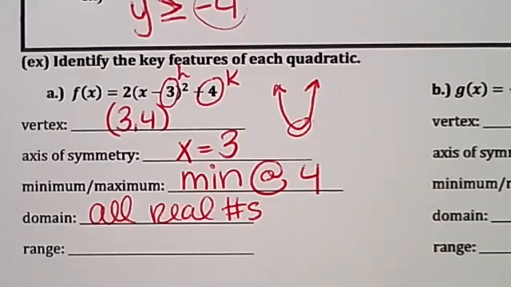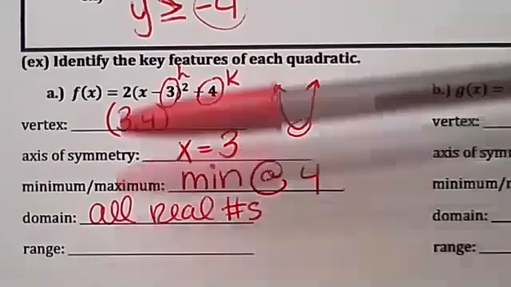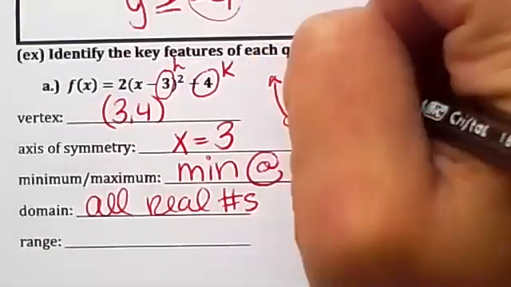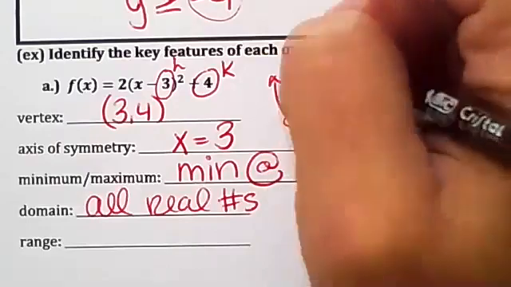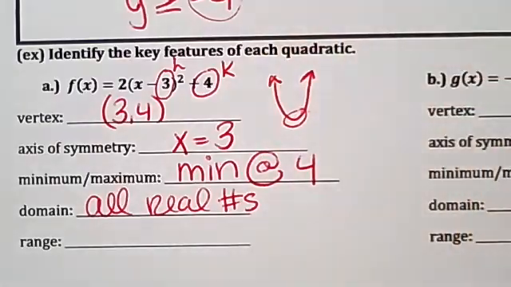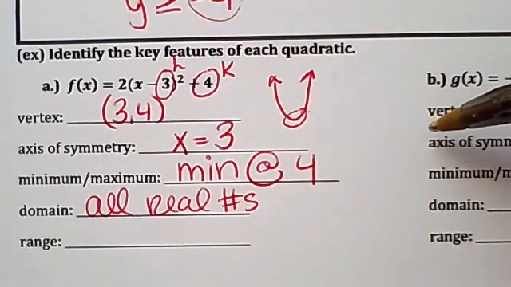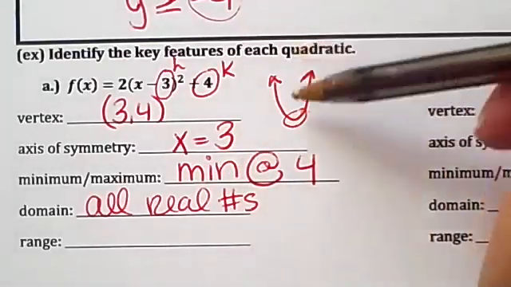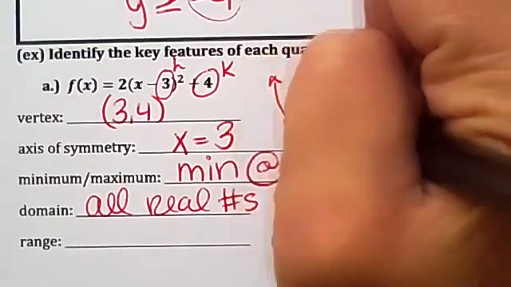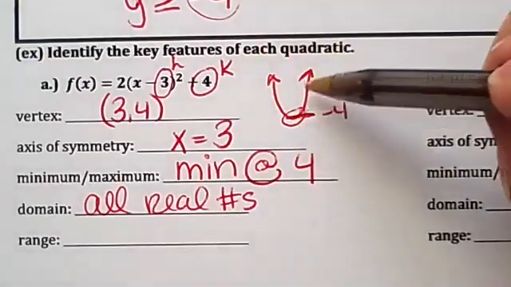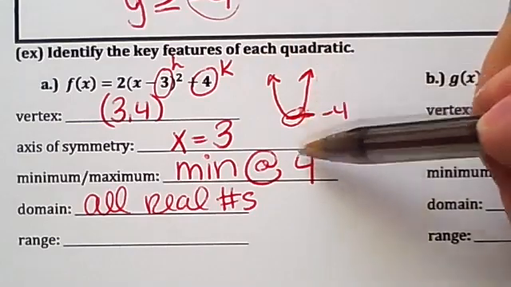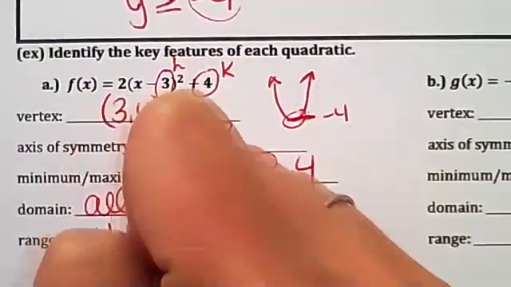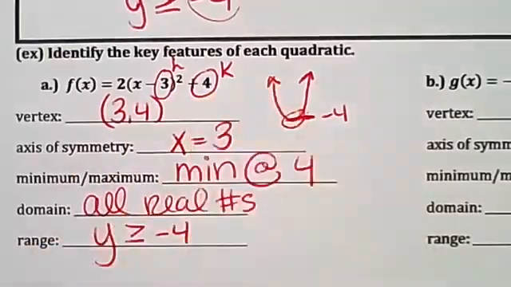And then the last one is range. Remember, we want to look at it from up and down. That's why it's helpful to have this little sketch here. We're looking at it top to bottom, and we want to think about, is y greater than some number or less than some number? Anytime it has a minimum, it's going to be greater than. So picture this is at -4. Is the graph above -4 or is it below -4? See how it's above? So we would say that y is greater than or equal to -4.